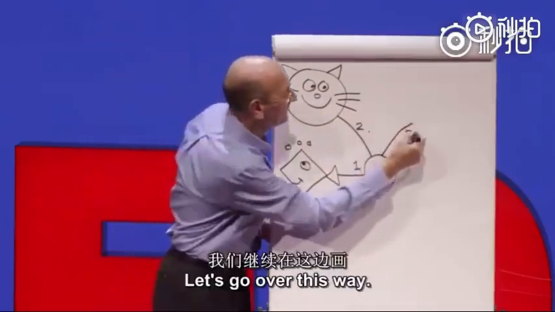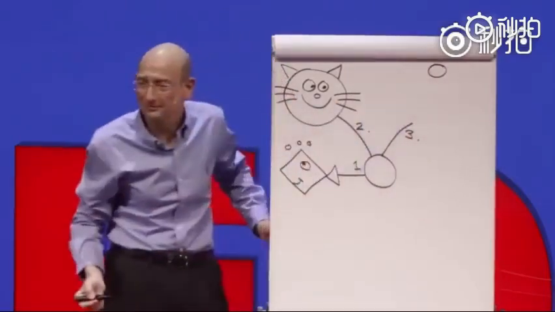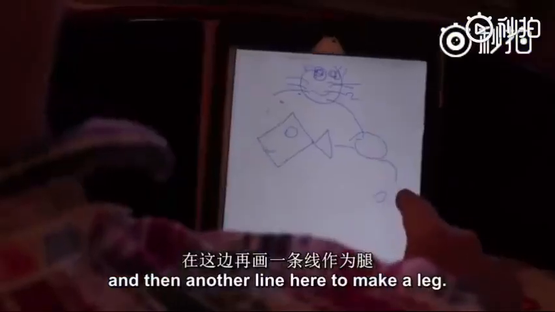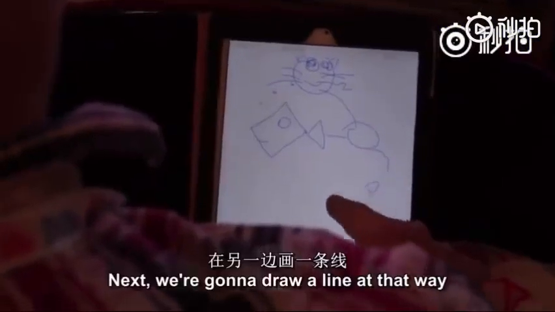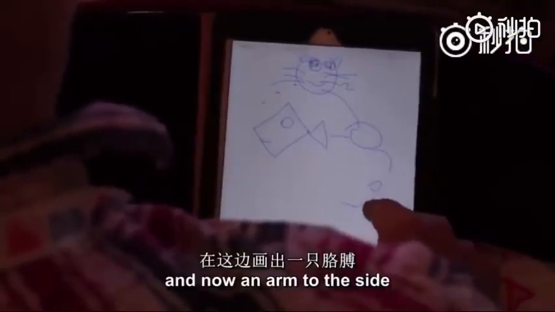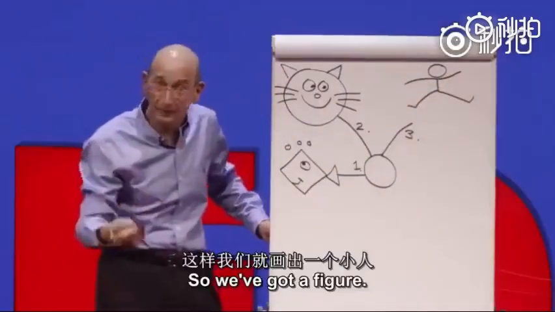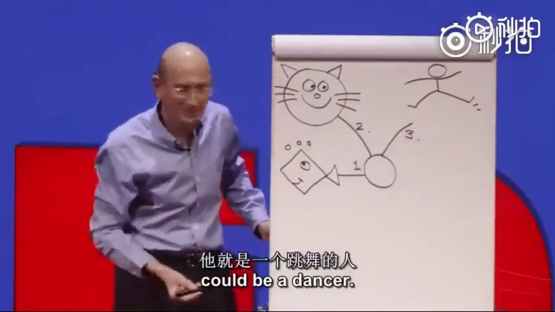Let's go over this way. Number 3. Let's draw a circle at the top. Now let's draw a line down. And then another line here to make a leg. Next, we're going to draw a line out that way. And now an arm to the side and the other one up like that. So we've got a figure. And if we put 2 little lines there, could be a dancer.